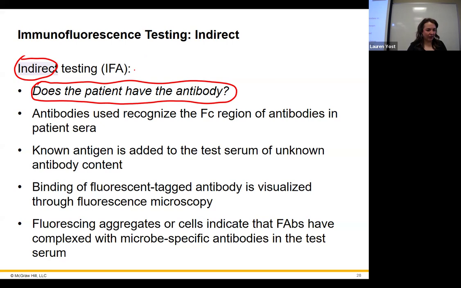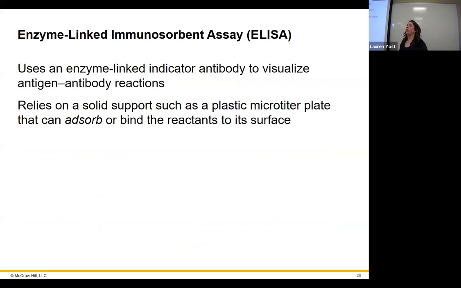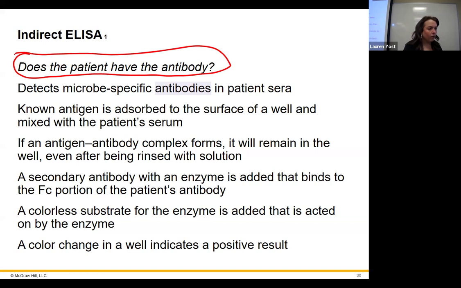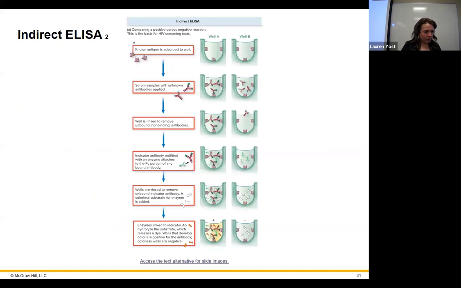But yeah, so back to ELISA, the thing that we all know, we're all familiar with. Enzyme-linked immunosorbent assay. It's enzyme-linked because we've got an enzyme, not a fluorescent marker, right? So that enzyme, we introduce the substrate, the enzyme acts on, then cleaves it and causes a color change if it is still there after all the washes. For the indirect ELISA, the question still, does the patient have the antibody? So we're looking for antibodies against the microbe, and then we're going to check whether that antibody is still there after washes. If it is, it bound to our known antigen that we added first, and then stayed there through the washes.